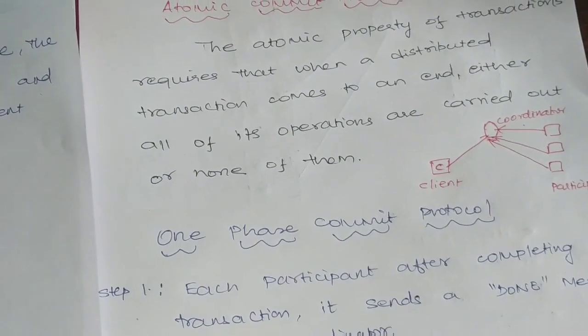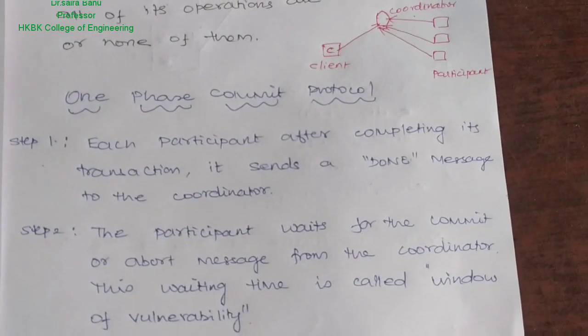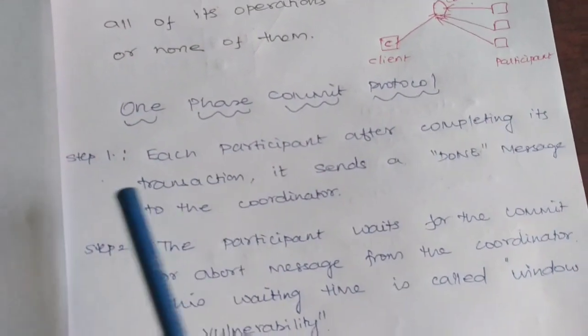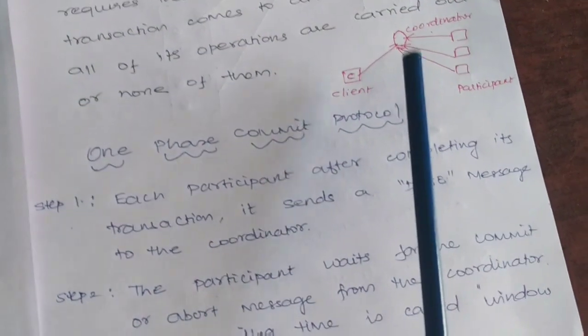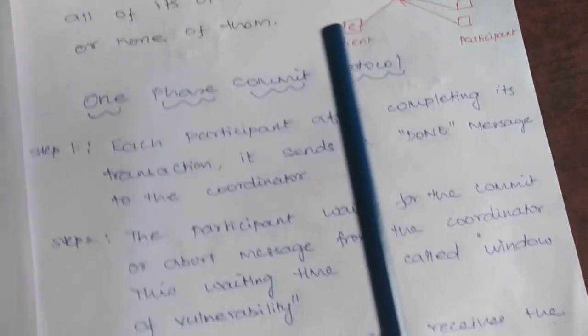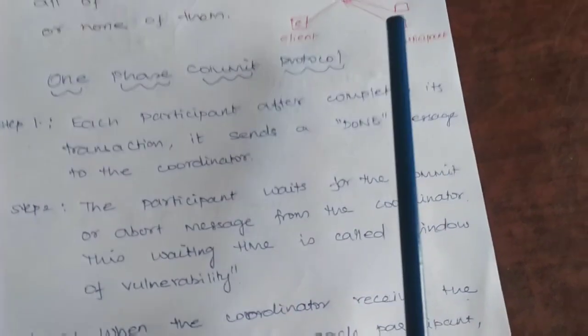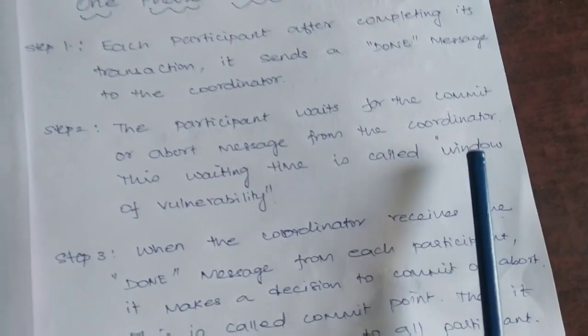In the next section, we will see about the two-phase commit protocol. Let me repeat the one-phase commit protocol. Step 1, each participant will send a done message to the coordinator. Then the participant will wait till it receives the message back from the coordinator. This waiting time we call the window of vulnerability.